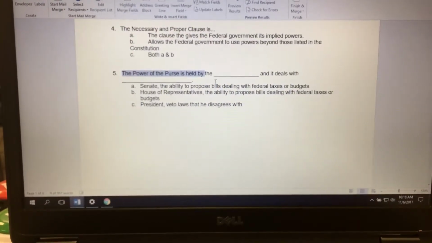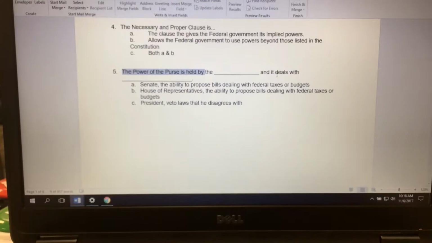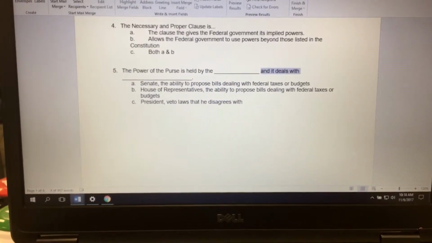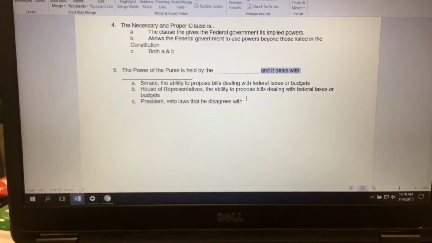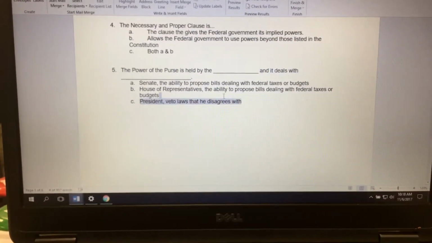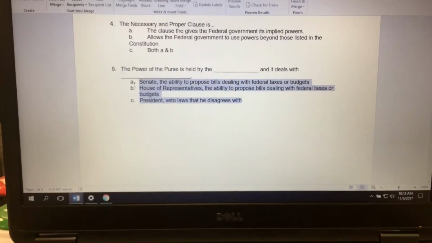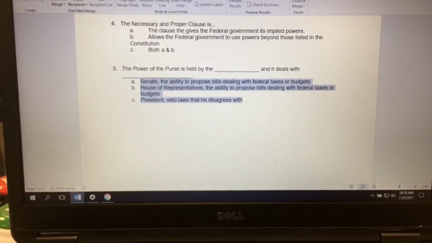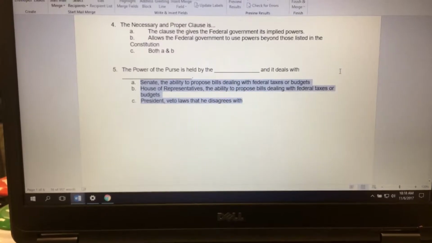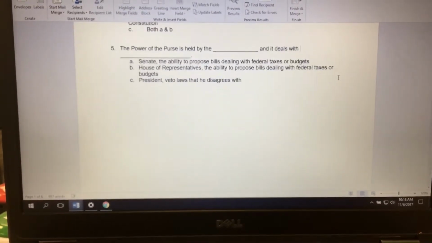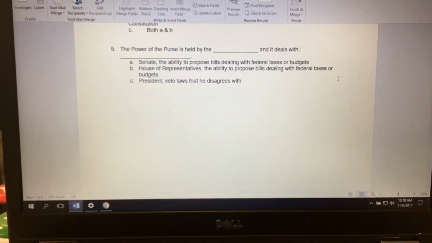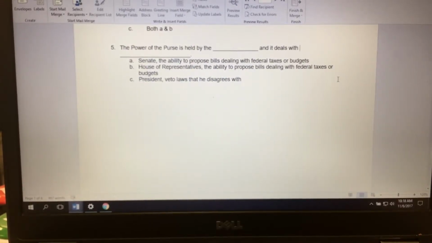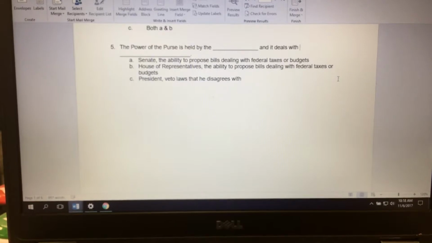The power of the purse is held by... and it deals with... Senate, the ability to propose bills dealing with federal taxes or budgets. House of Representatives, the ability to propose bills dealing with federal taxes or budgets. President, veto laws that he disagrees with.